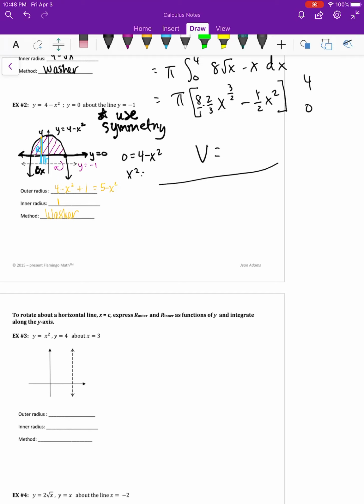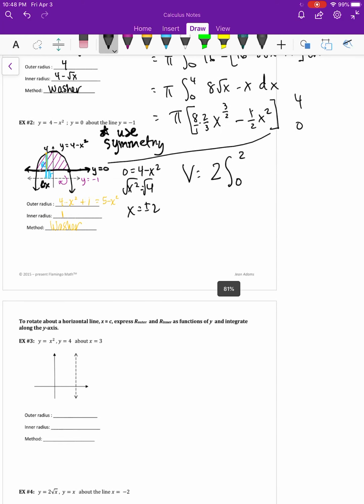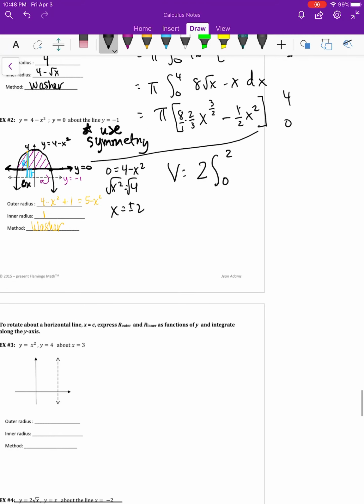So 0 equals 4 minus x squared. So if I move my x squared over, square root of both sides, x equals plus or minus 2. So we are going to integrate from 0 to 2, but then we're going to multiply that by 2 because we're using symmetry. So I kind of squished it in there, so I'm going to erase that so I can move it over. V equals twice the integration from 0 to 2.